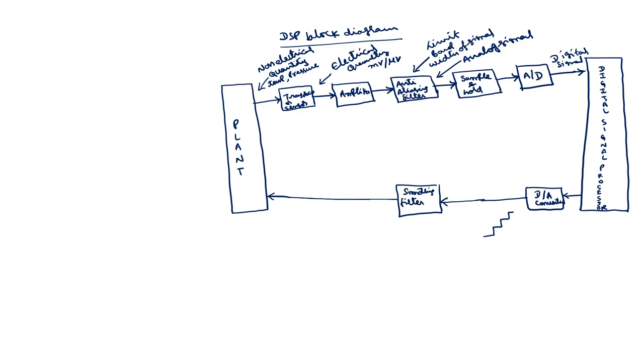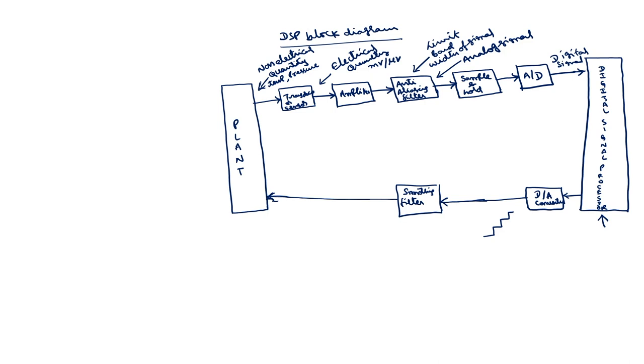This is the overall block diagram of digital signal processing. We are taking the analog signals or the non-electrical signals. We are converting first into analog signals. Then we are going to sample and quantize and then convert into digital signal. We will process the signals in the digital domain. Again, we will convert back into analog and the processed signal will be used to control the plant.